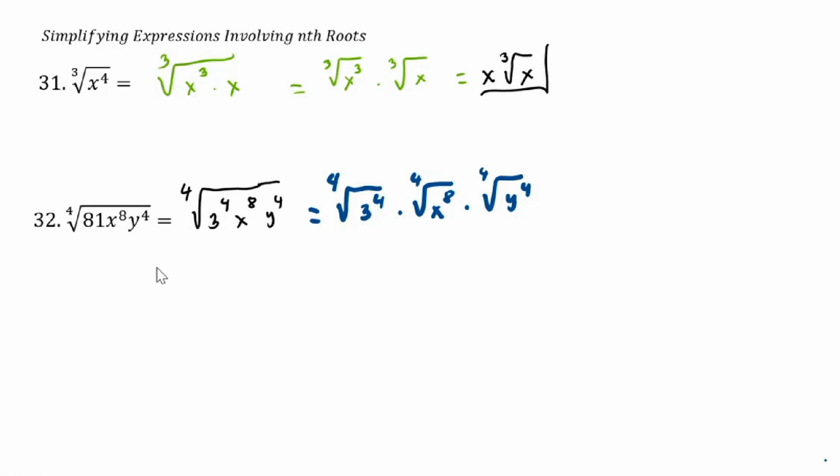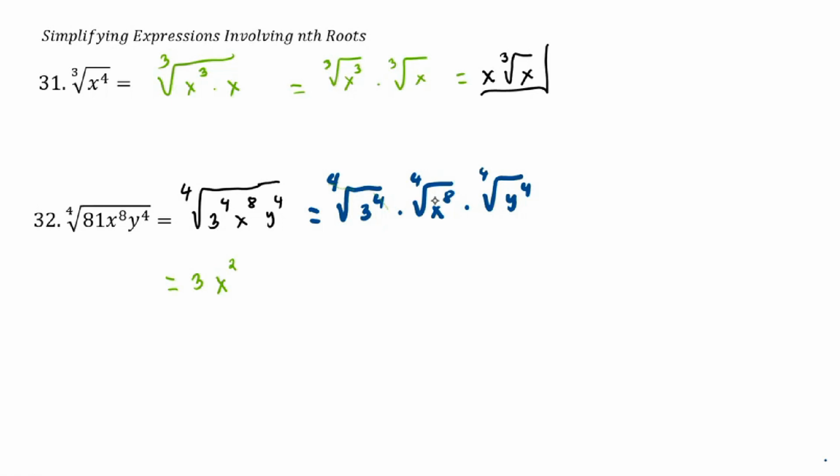So what is now the fourth root of 3 to the fourth power? The radical sign and the exponent here will cancel. So the remaining is just the radicand, which is the whole number 3. And then this one, we have the fourth root of x to the power of 8. Solve it mentally, convert that into a fractional exponent, or simply divide the value of the exponent by the index. So 8 divided by 4 is 2. So therefore, it becomes x squared.